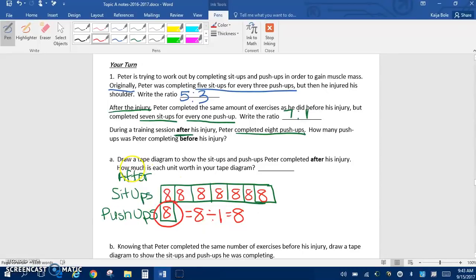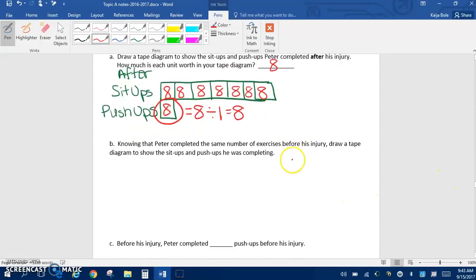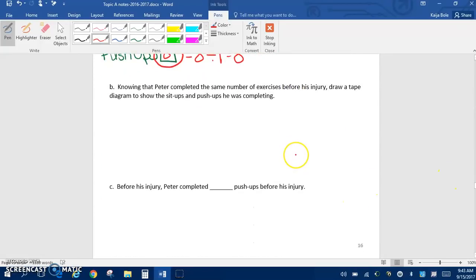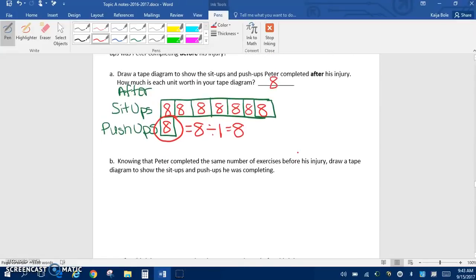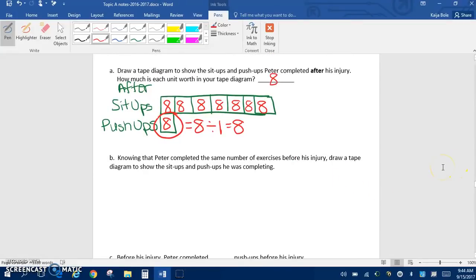Alright, and on the line here it says how much is each unit worth in your tape diagram. The answer we found was 8. So that's part A. Part B says knowing that Peter completed the same amount of exercises before his injury, draw a tape diagram to show the sit-ups and push-ups he was completing.